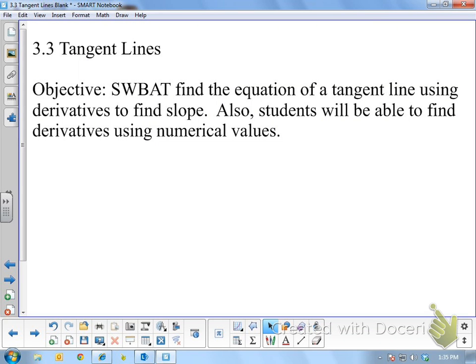So, watch out. We're going to find equations of tangent lines again today, but now we're going to be using derivatives to find the slope of the tangent line, and be able to find derivatives using numerical values.